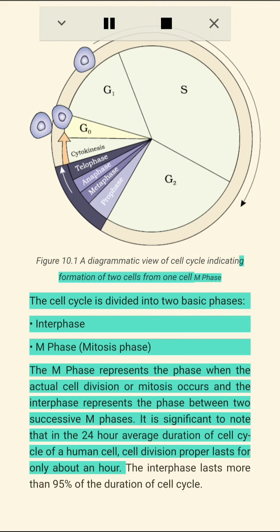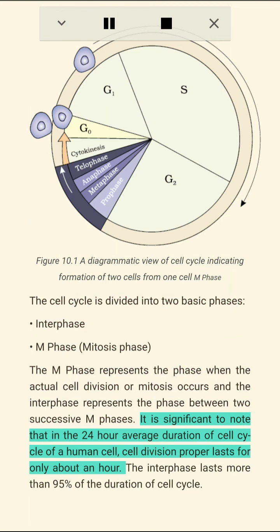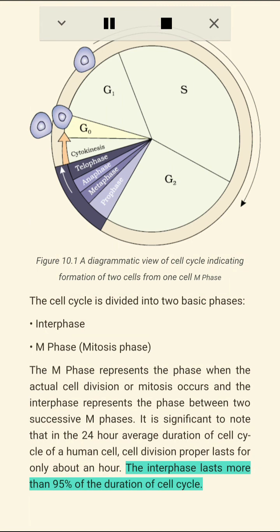The cell cycle is divided into two basic phases: interphase and M phase (mitosis phase). The M phase represents the phase when the actual cell division or mitosis occurs, and the interphase represents the phase between two successive M phases. It is significant to note that in the 24-hour average duration of cell cycle of a human cell, cell division proper lasts for only about an hour. The interphase lasts more than 95% of the duration of cell cycle.